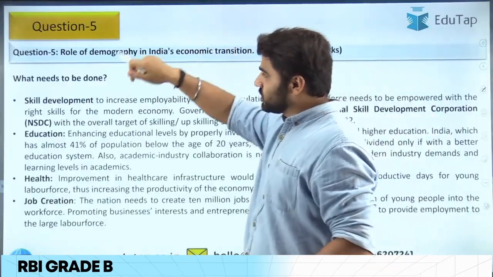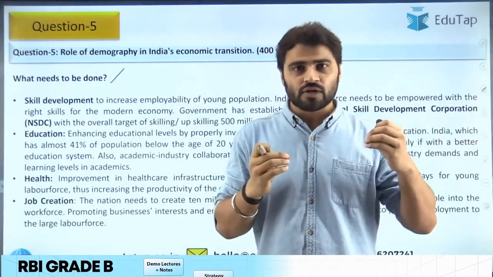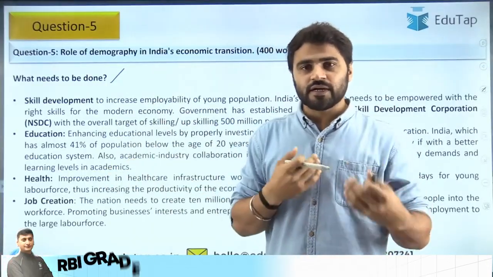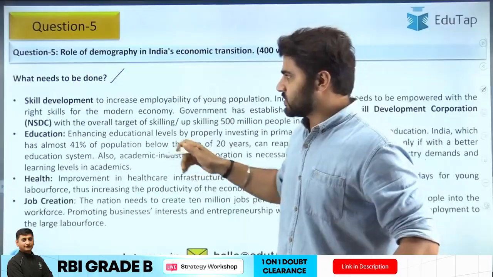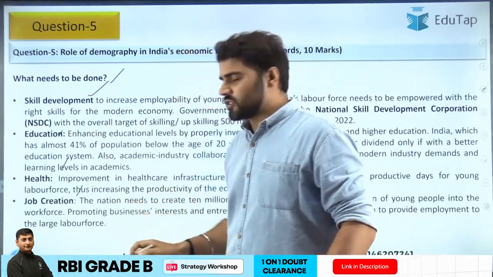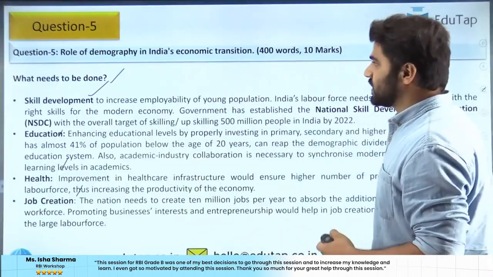And again guys, what needs to be done? You not only need to mention the problems, you also need to mention the probable solutions which can be undertaken to resolve these challenges. So skill development can be one area, education, health, job creation. So these all are the areas where things can be improved or things can be done, right?